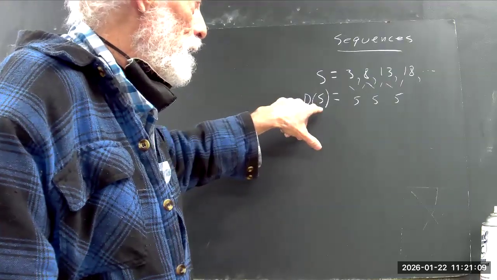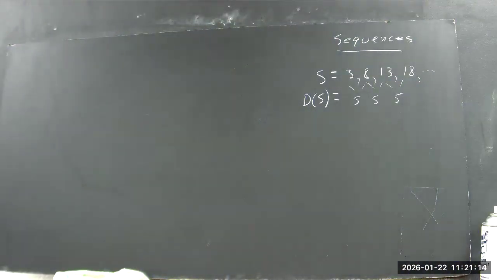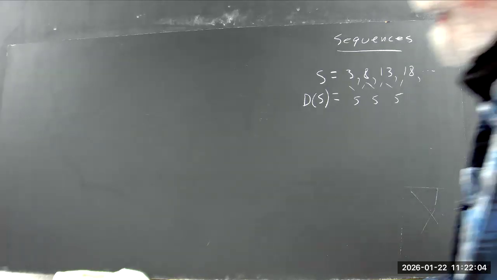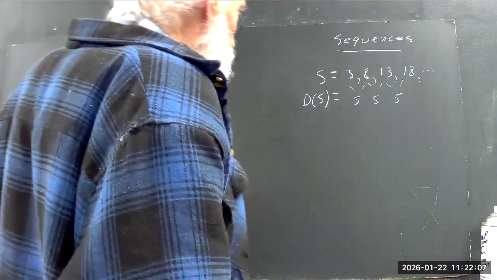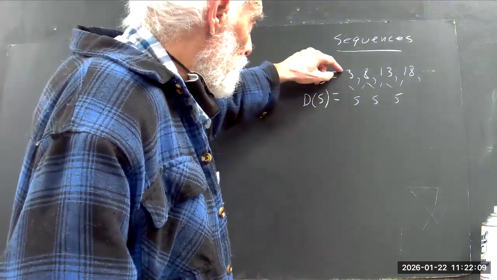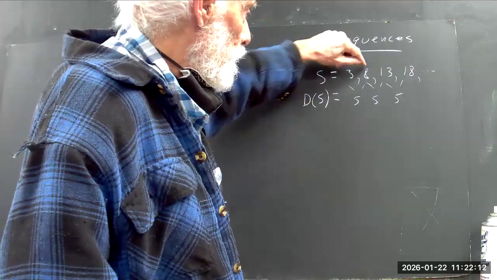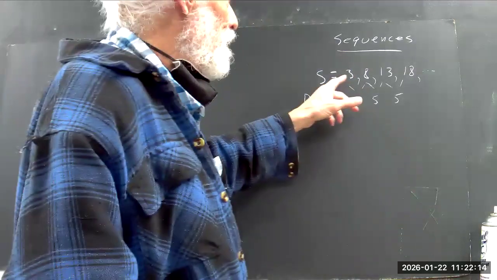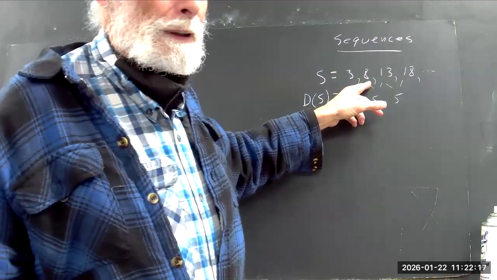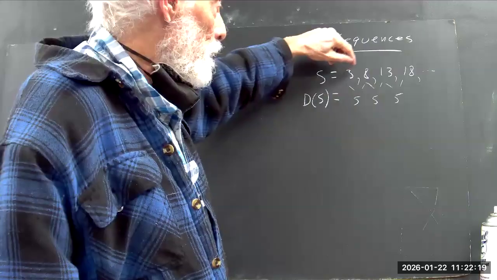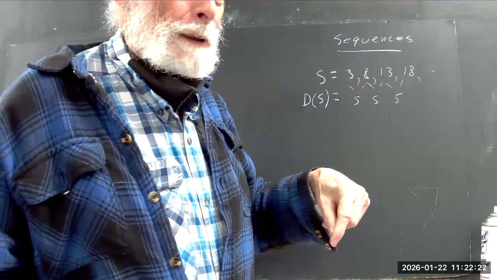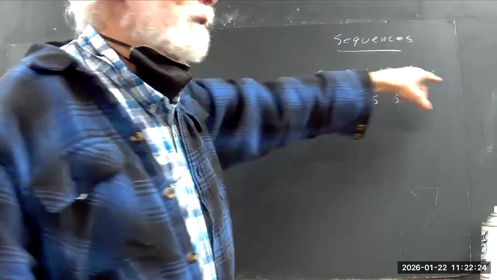We call it D of S. So somebody tell me how we got that sequence. Okay, I kind of think everybody knows, but see the little lines here from 3 and 8? What did I do with 3 and 8 in order to get 5? I subtracted the first number from the second, right? So I'm just subtracting every number from the one that follows it, and those are the differences.